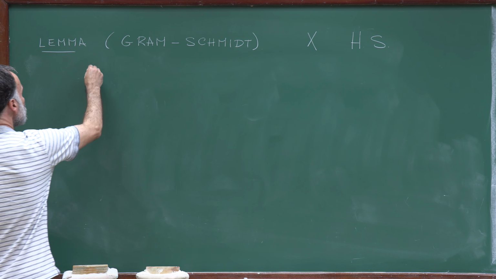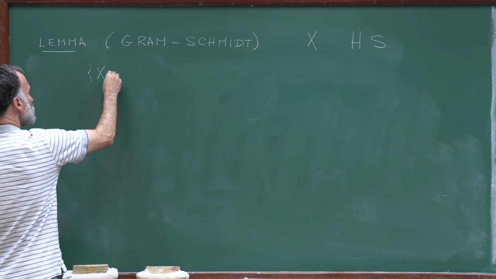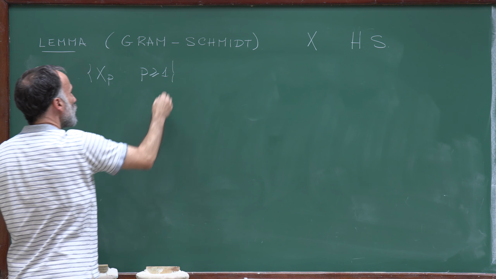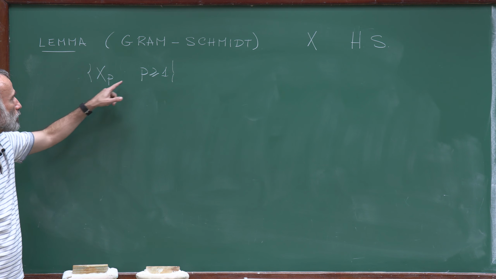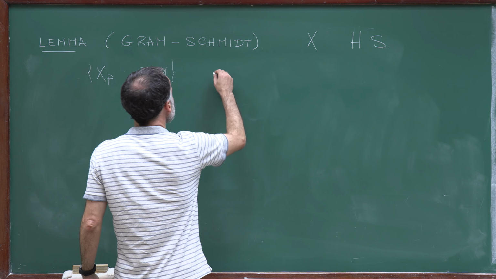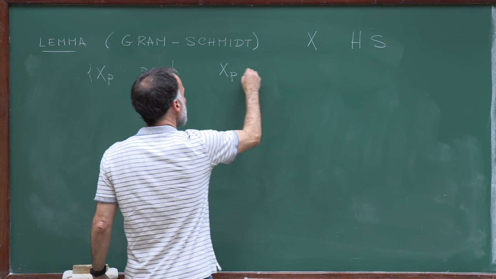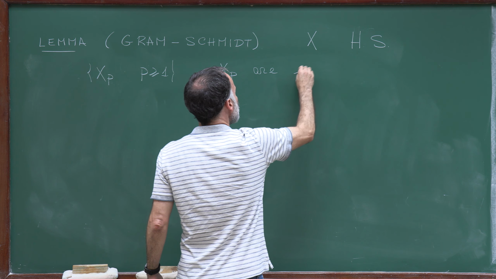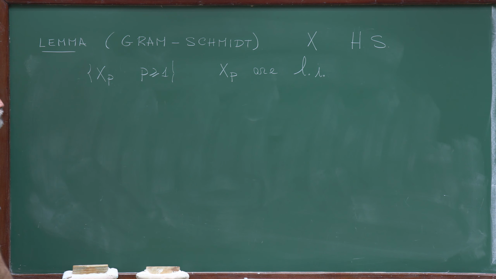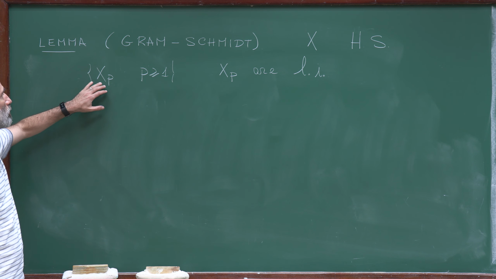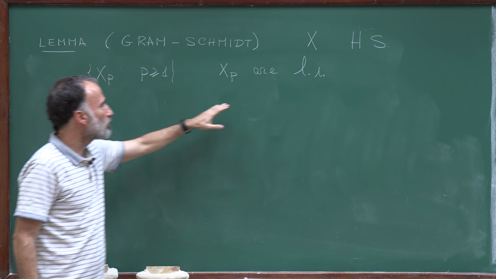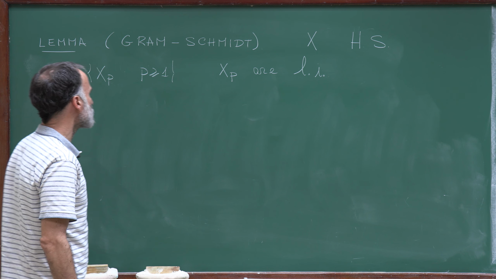And I have here a family x_p, p larger than 1. So this is a set which is either countable or finite. So it can be finite. And such that the x_p are linearly independent. So I'm starting from a family which can be either finite or countable of linearly independent elements of X.